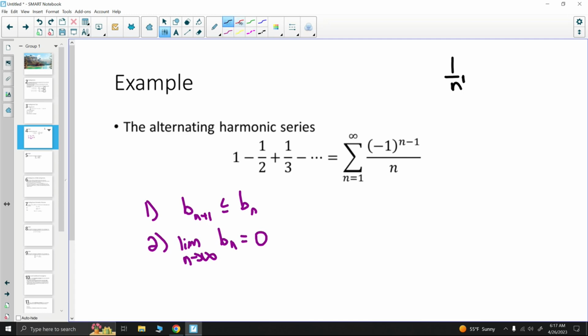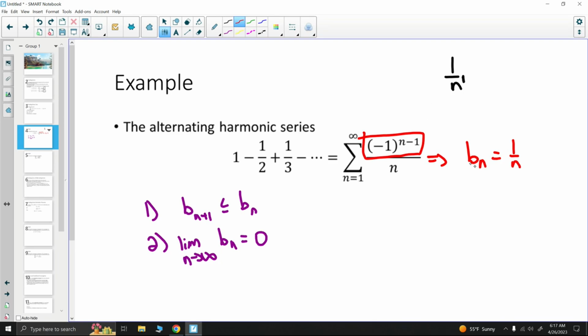So let's take a look at what b sub n is, first of all. Now, as mentioned, this portion here is just alternating. This tells us that the first term is going to be positive and the next term's negative, and so on and so forth. So the rest of it is our b sub n. So our b sub n then is this 1 over n. Again, just the harmonic series here.